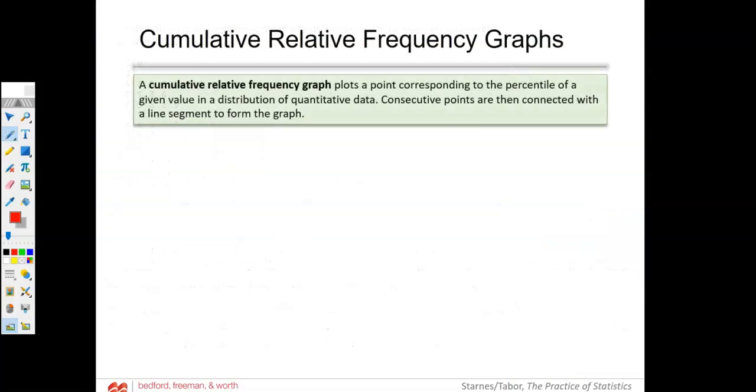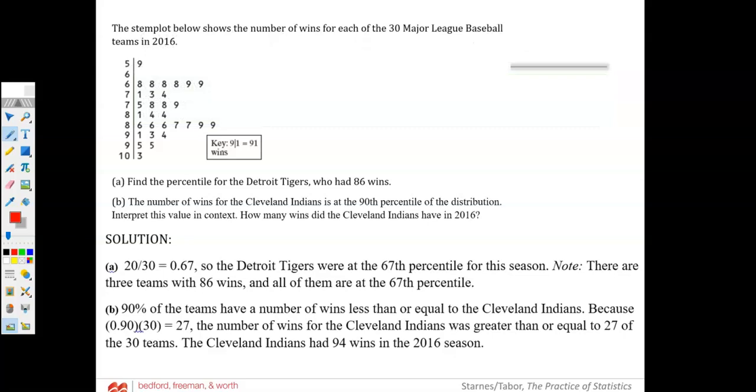Here we go. That's a good way to say it. So 90% of teams, because of that, so they showed a little work there. The number of wins for Cleveland Indians was greater than or equal to 27 of the 30 teams. Cleveland Indians had 94 wins in the 2016 season. That is a very complete and nice answer.